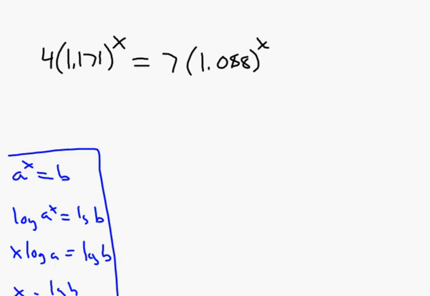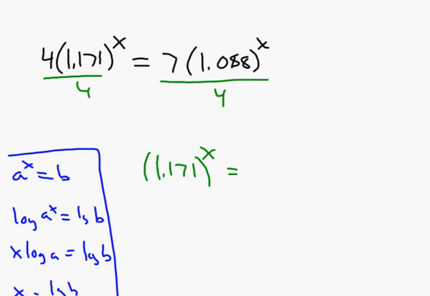All right. The problem is this new equation has an x power on both sides. So what I'm going to try and do is get everything that is to the x power on, say, the left, everything that's not to the x power on the right. So I'm going to divide both sides by 4 to start, and I get 1.17 to the x equals 7/4 times 1.088 to the x. Okay? All right, not quite done yet.